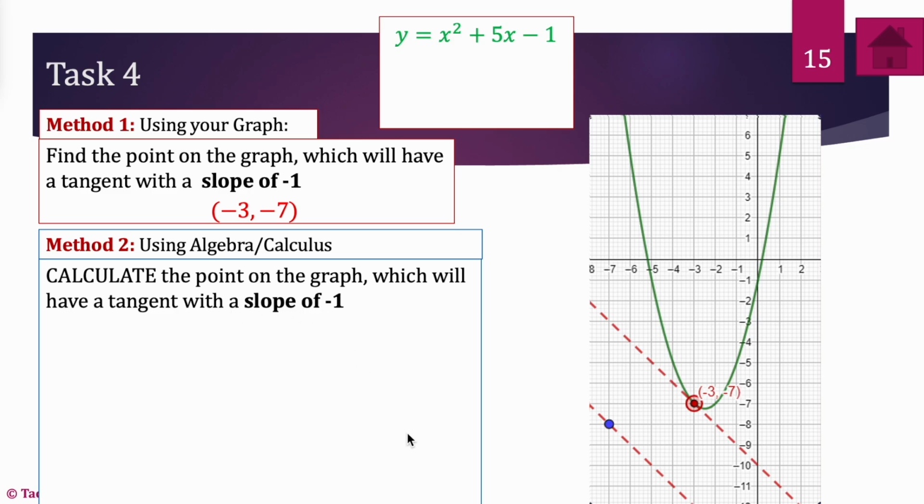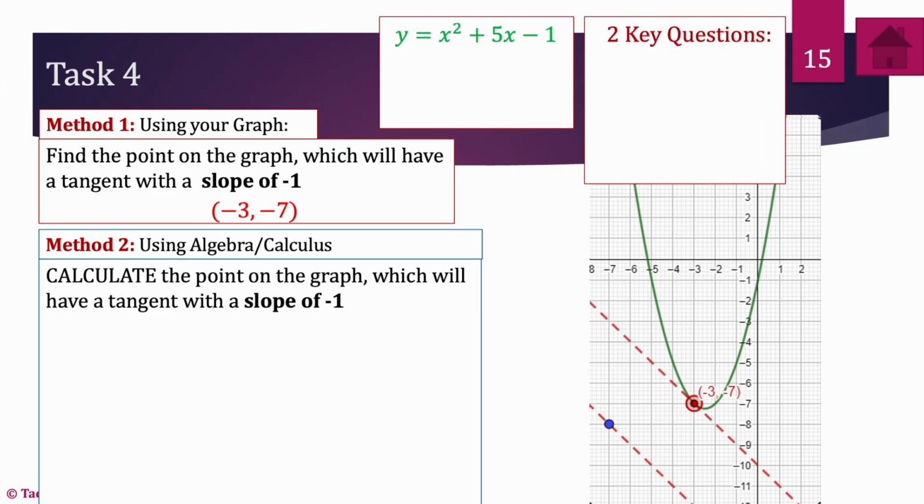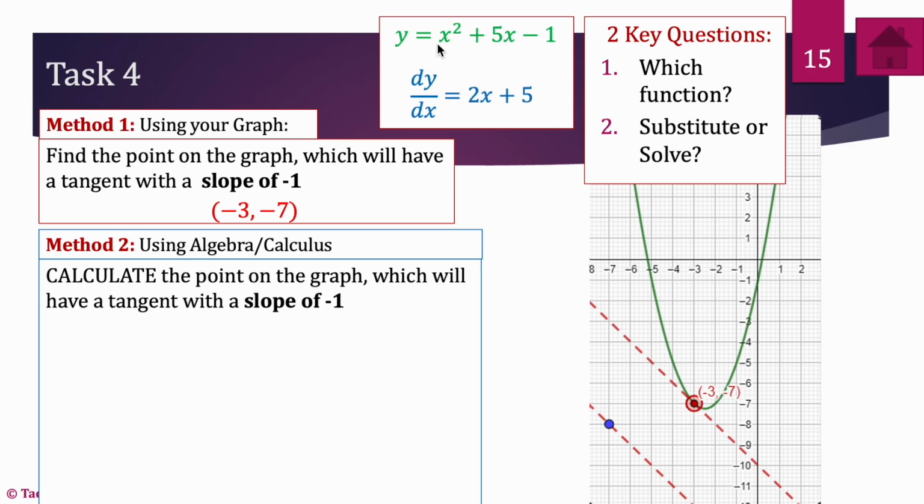And this is where I'm going to introduce the next concept, which is my two key questions. The first of these key questions is which function am I going to use? And the second key question is, are we going to substitute or solve, which I'll explain in a second. So we've already established that the original function is my quadratic, and my derivative is what we get when we differentiate the original function. And in the previous task, we said anything to do with slope is going to be my derivative. So that's what I mean by which function. Am I using my original function or am I using my derivative? So slope is mentioned, so it must be the derivative.